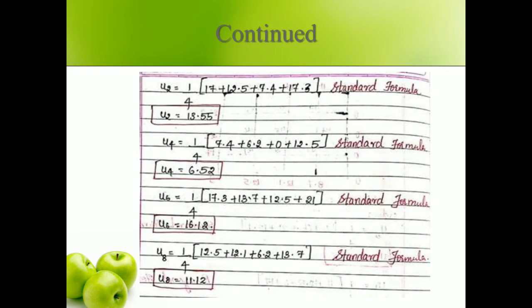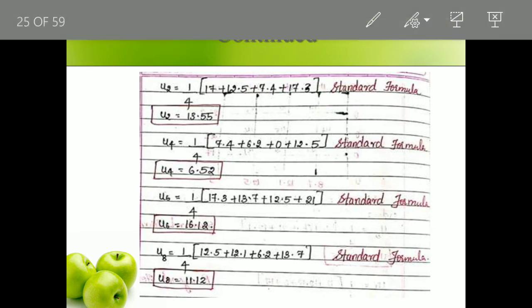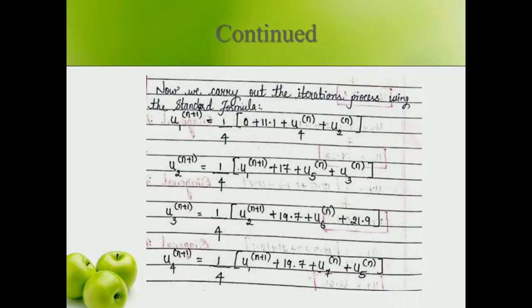For the u2 value, again the standard formula: 17 plus 12.5 plus 7.4 plus 17.3, so you will get the u2 value, that is 13.55. u4 is equal to 1 divided by 4 times 7.4 plus 2, 6.2 plus 0, 12.5. You use the standard formula to find u4, and similarly the standard formula for u6 and u7. Here we have to find all the elements because they are not in a square mesh and not symmetrical about any of the axes. If they are symmetrical about any of the axes, you can take the diagonal elements to be the same, and find either one.